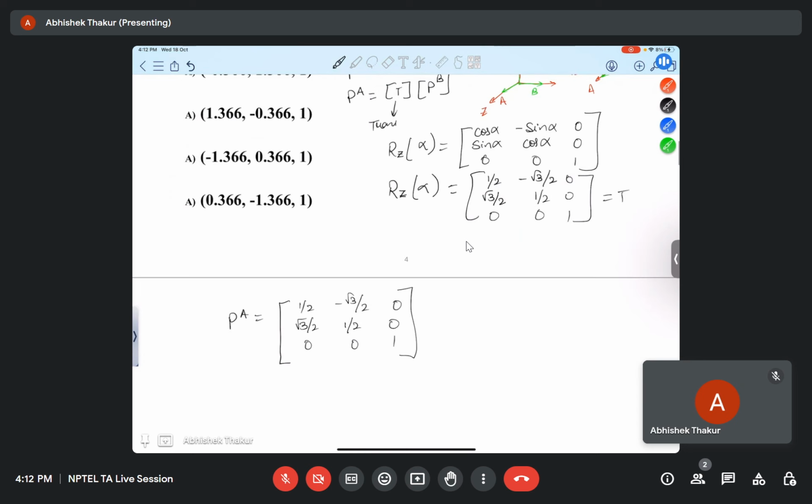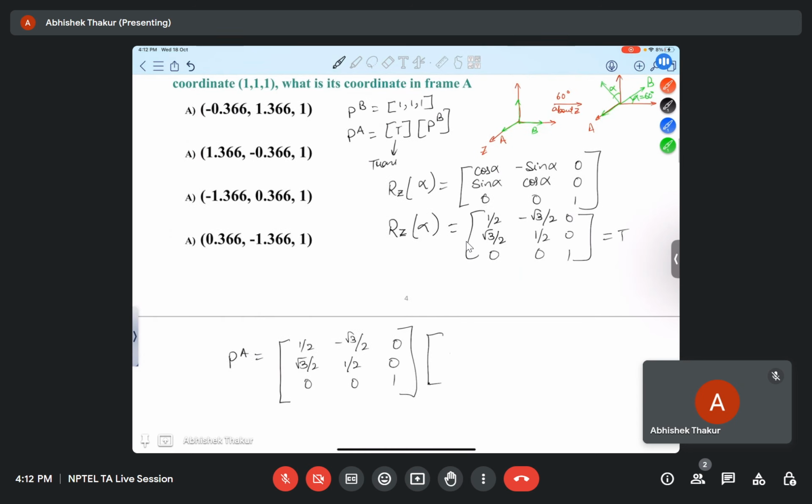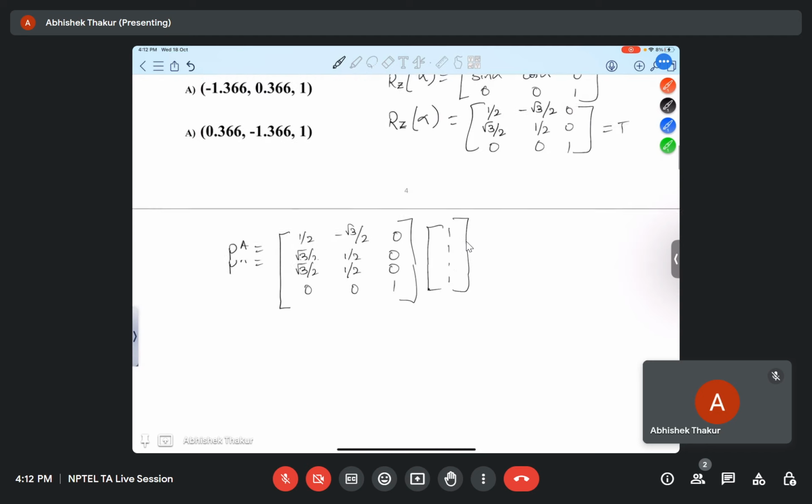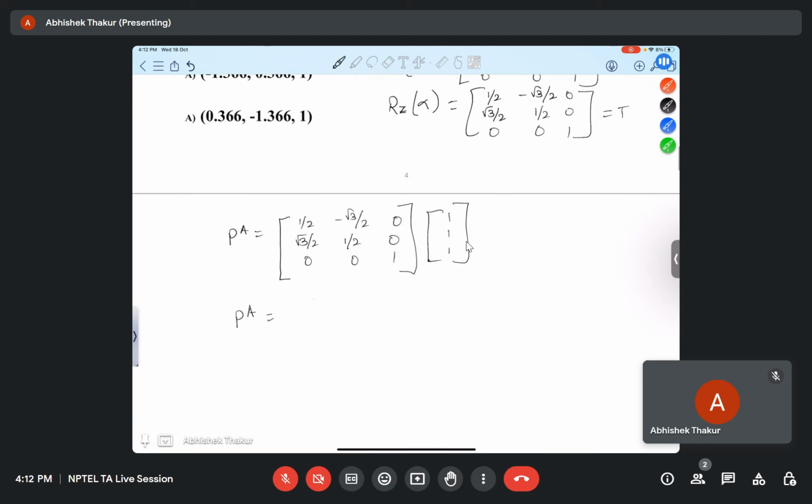And what is the coordinate with respect to frame B? That is 1, 1, 1. So PA is equal to 1 by 2 minus root 3 by 2, root 3 by 2 plus 1 by 2, and 1. So this is equal to 0.5 minus, that will be minus 0.366, 1.366 and 1. In this way we can find a point in one coordinate frame and what its value will be in another coordinate frame.